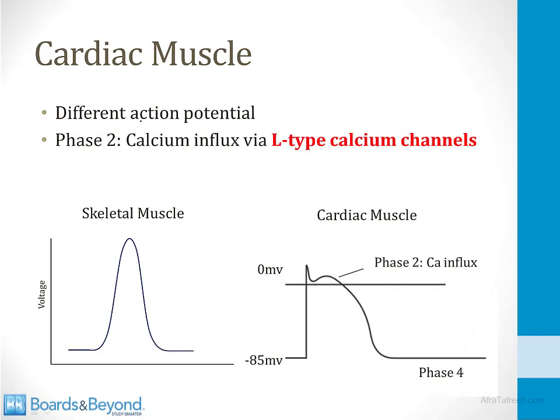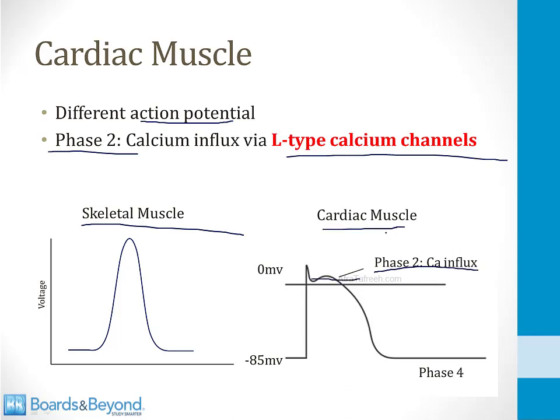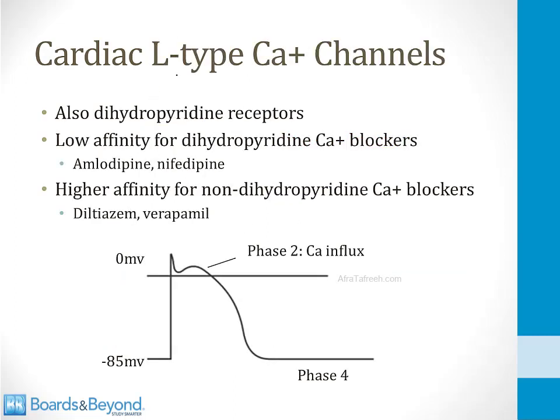Cardiac muscle also has a different action potential. In the video on skeletal muscle, I talk about the skeletal muscle action potential, which looks like this shape on the bottom left side of the screen here. In cardiac muscle, there is a phase 2 not present in skeletal muscle. Phase 2 is caused by calcium influx into cardiac muscle cells via L-type calcium channels. This is phase 2 shown here. It's this plateau portion of the action potential that is unique to cardiac muscle caused by calcium influx through calcium channels. Let's talk about cardiac L-type calcium channels in a little bit more detail.